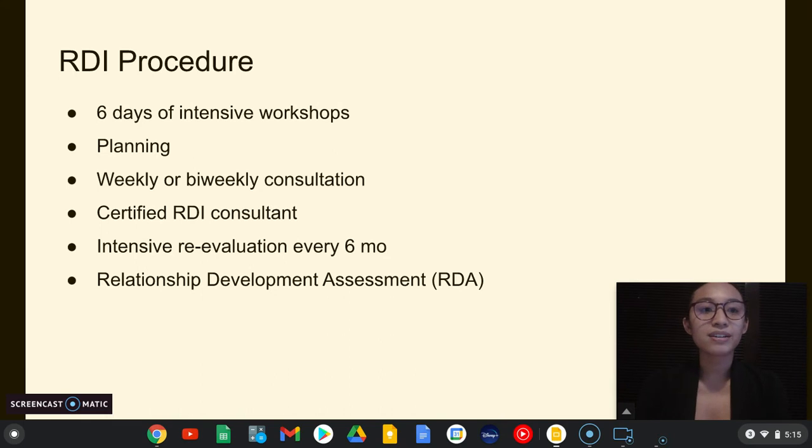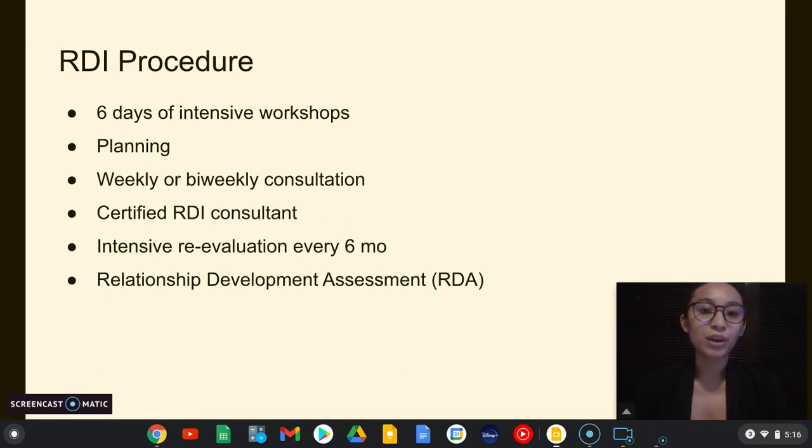Now we will discuss the procedure of RDI. In this study, RDI consisted of 6 days of intensive workshops for the caregivers and parents that focused on the theory, principles, and components of RDI. Another component of the procedure was planning. Again, it is an objective driven intervention. So setting up those goals was key to success.